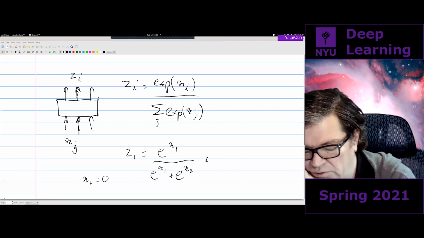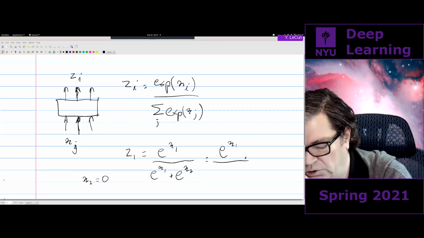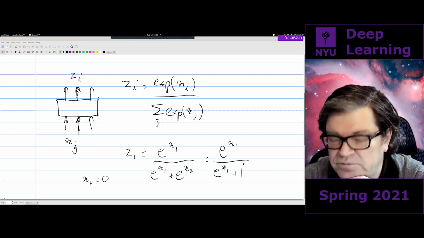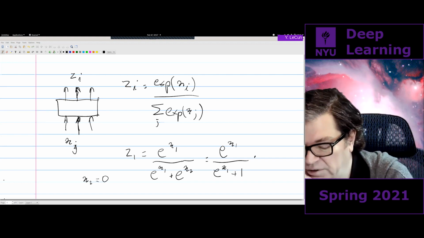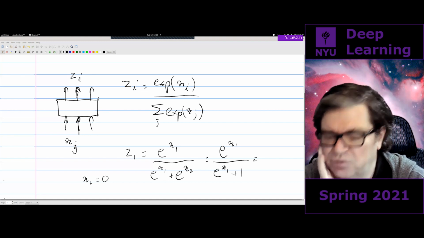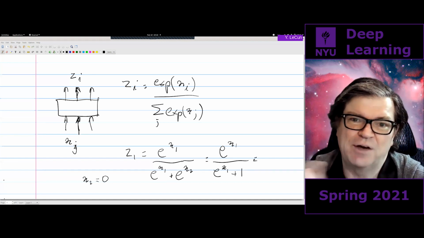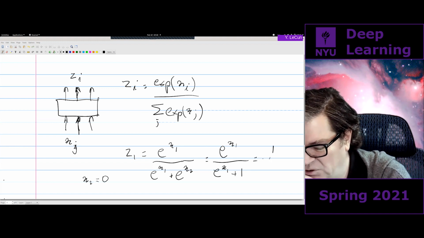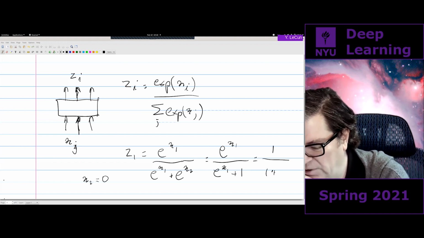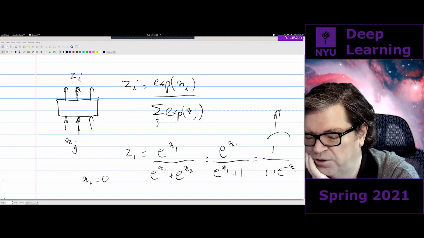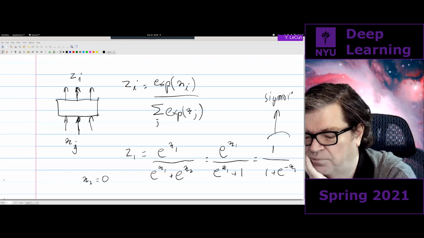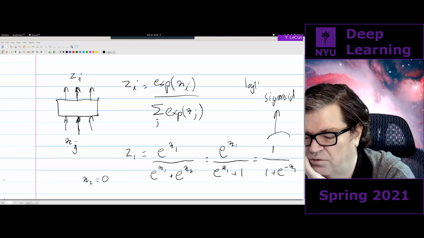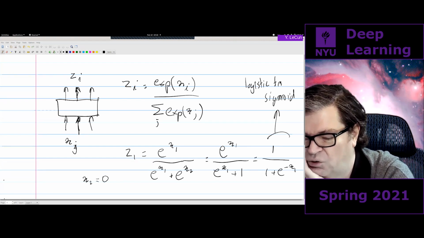Then this turns into e to the x1 over e to the x1 plus 1, because exponential 0 is 1. If I divide by e to the x1 above and below, which means I multiply by e to the minus x1, I get 1 in the numerator because they cancel, 1 also in the denominator for the same reason, and here I get e to the minus x1. And surprise, surprise, this is the sigmoid, the logistic function, or as physicists call it, the Fermi-Dirac distribution.